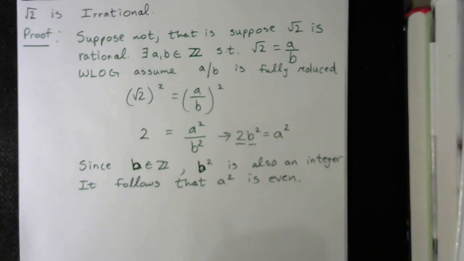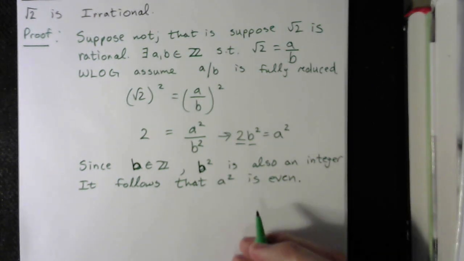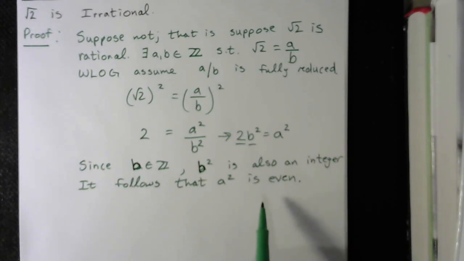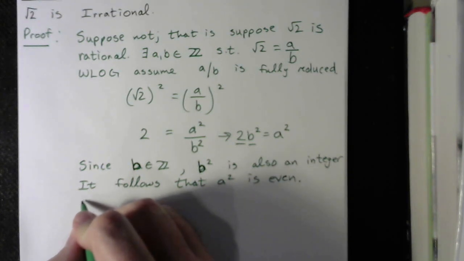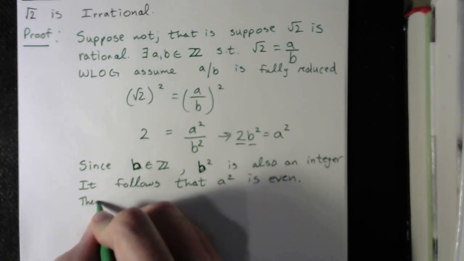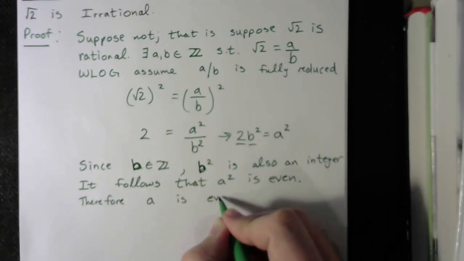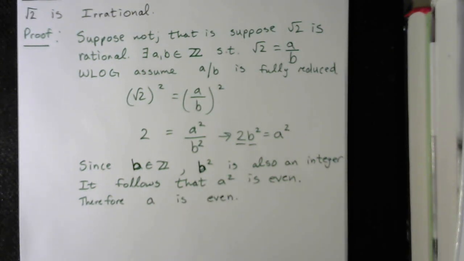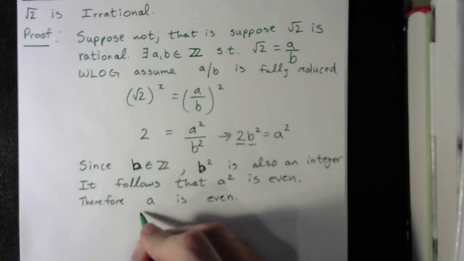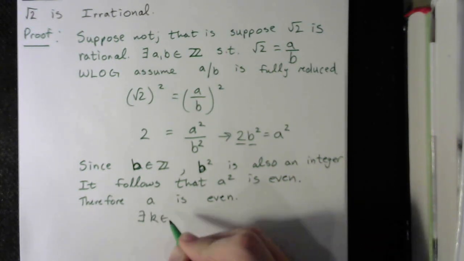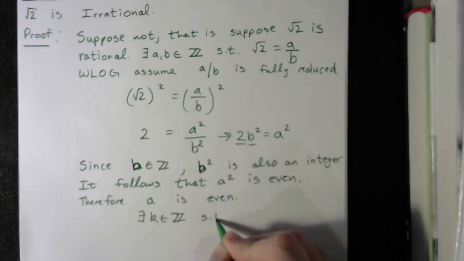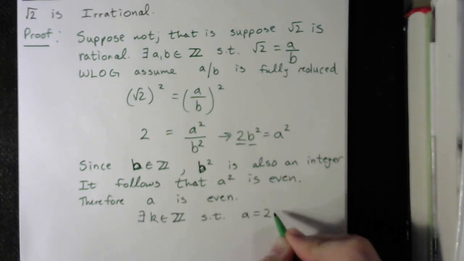All right, so we know a squared is even. And the proof that we did in class last Thursday, we can then say, therefore, a is even. That was our contraposition proof we did on Thursday last week. So we have an even a. And so this means that there exists another integer k such that a equals 2k.